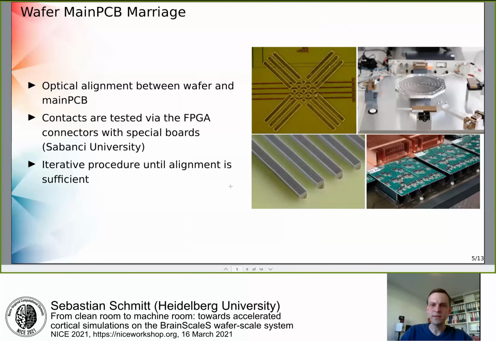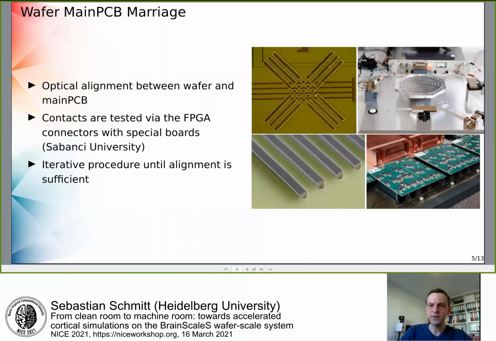When the wafer is found to be good enough to be put into a system, you need to put it in together with a main PCB, so kind of a marriage, like in car manufacturing when you put the motor in the chassis. And for this, you need quite a good alignment between the wafer and the main PCB. There are structures on the wafer that guide the optical process, because you need to connect the PCB via these elastomeric connectors, fine pitch elastomeric connectors, with the wafer.